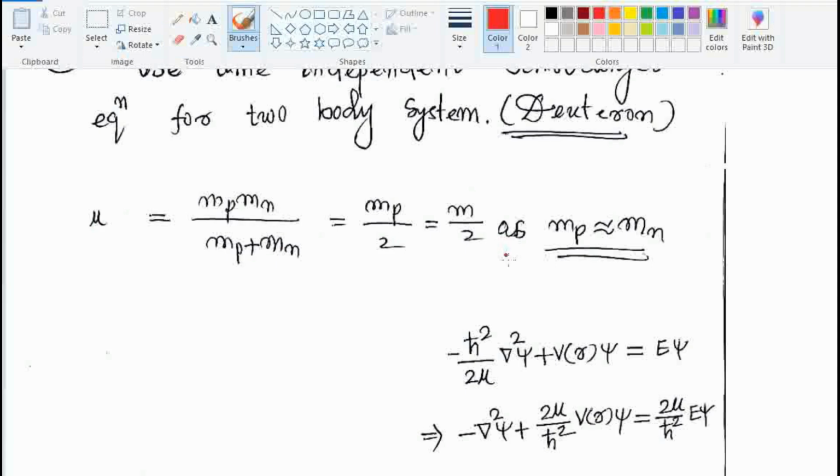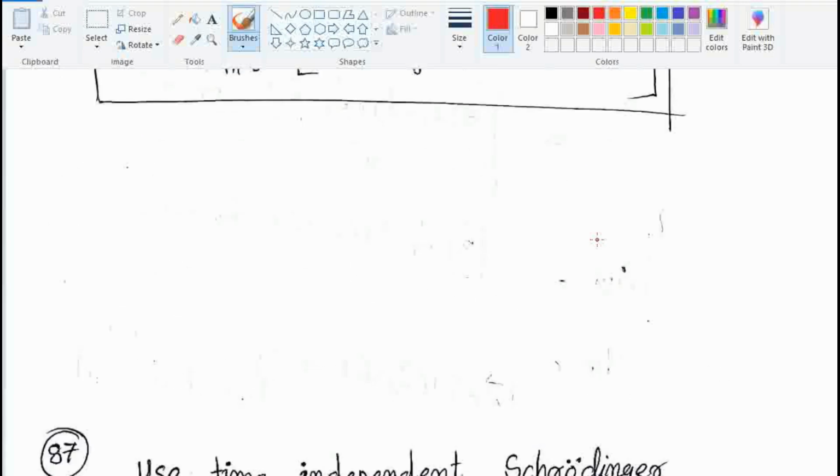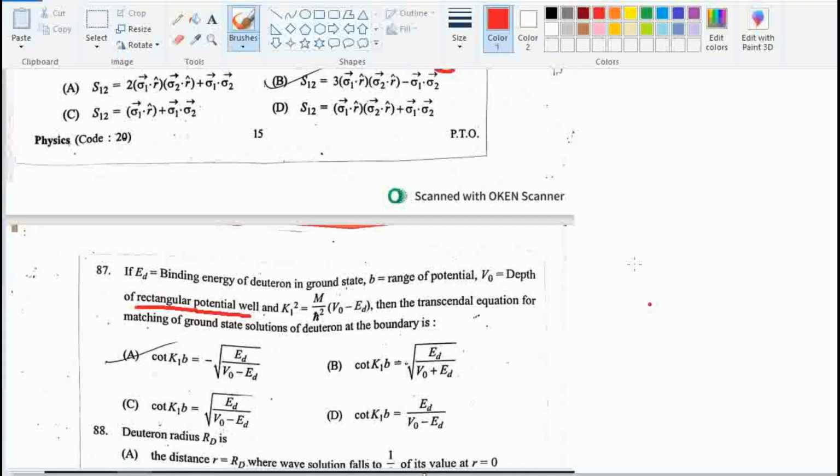We have assumed that the proton mass and the neutron mass are more or less equal. To solve the Schrodinger equation, we have to take the time independent Schrodinger equation. This is the time independent Schrodinger equation, because there is no time term, and this energy is not changing with time. This potential here is the depth of that potential. Here you see in the question it is given that the depth of the potential is V naught.